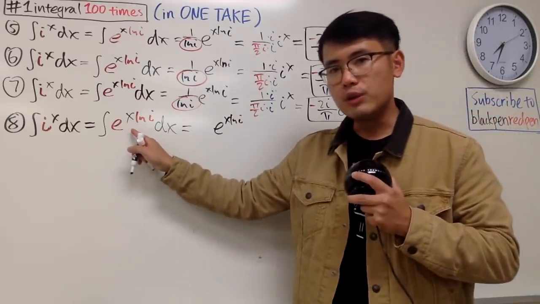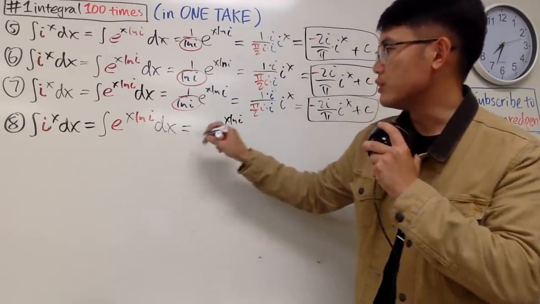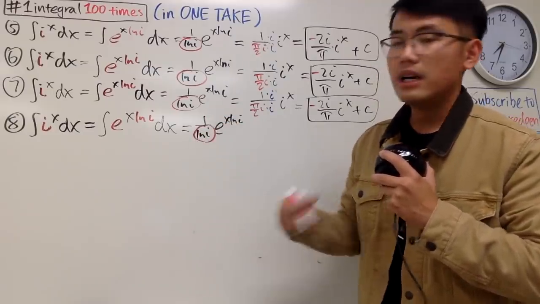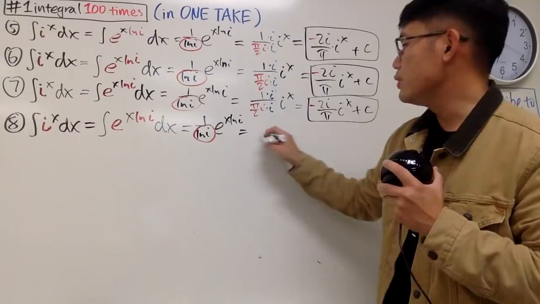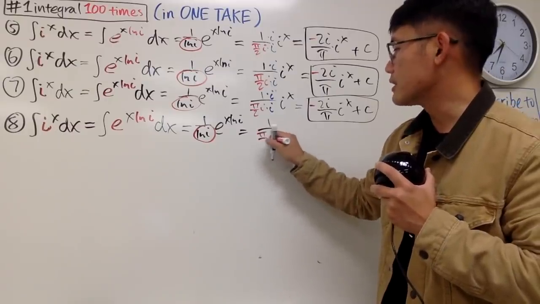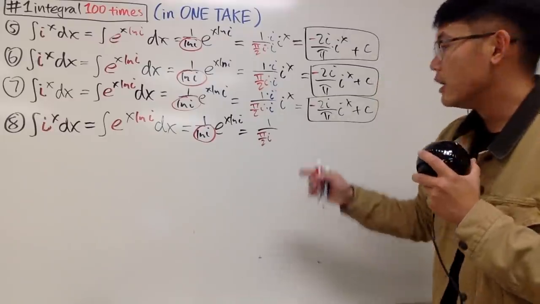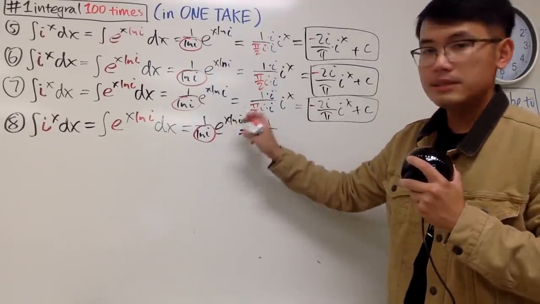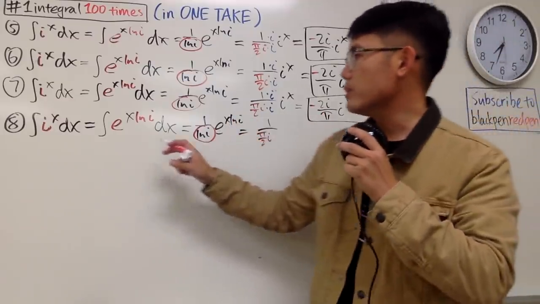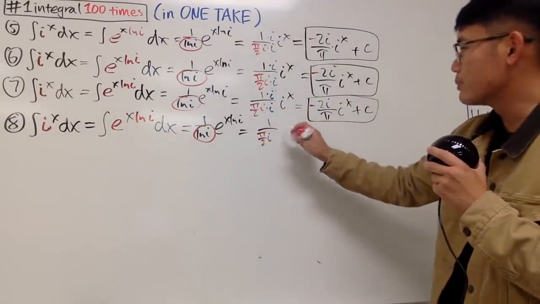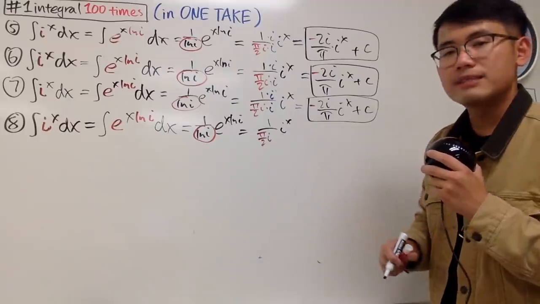But don't forget to do the u chain. Divided by the derivative of this, which is just ln i. So I'll just put 1 over ln i like this. But what is this? Let me tell you, this is equal to pi over 2 because I watched Dr. Peyam's video, so I know what's going on right here. So we have this, and now this part is just equal to this, which is just equal to that. So I will just put down i to the x power.